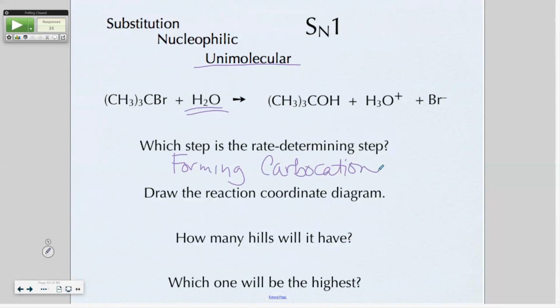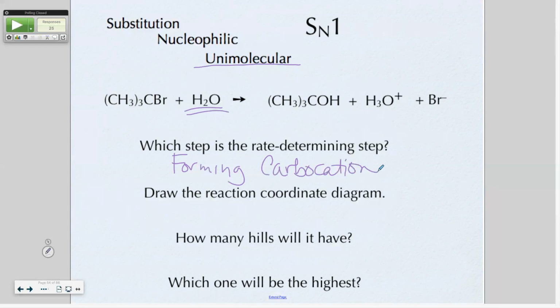Okay, we're going to draw the reaction coordinate diagram. How many hills will it have? How many steps were there? So how many mountains do we have? 3, 1 for each step. Which one will be the highest mountain? Which is the black diamond? The very first step is the black diamond.